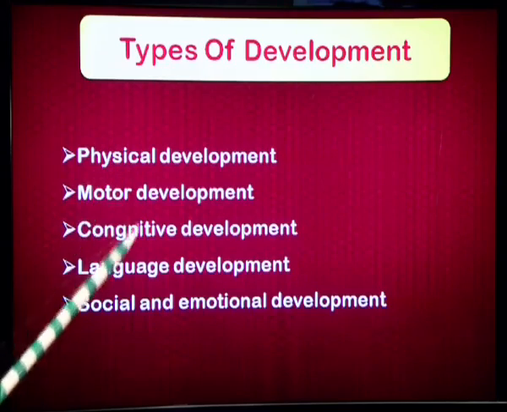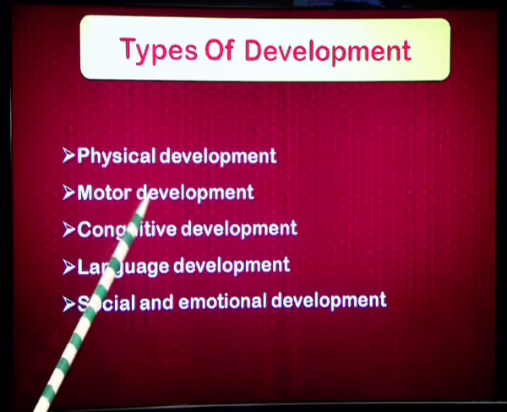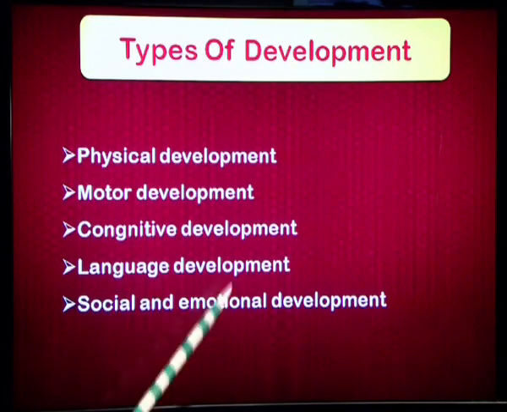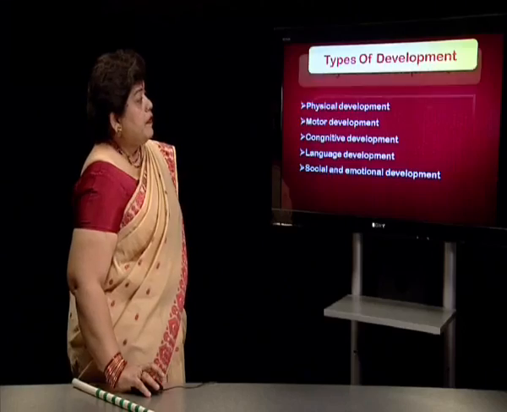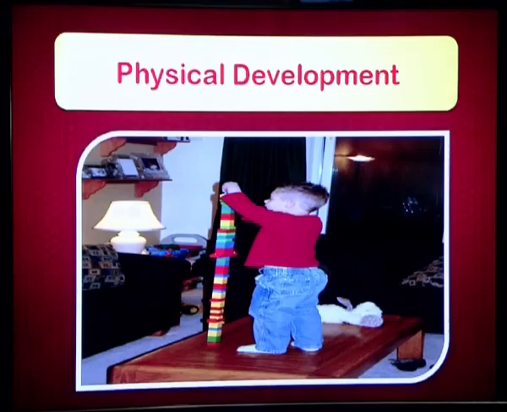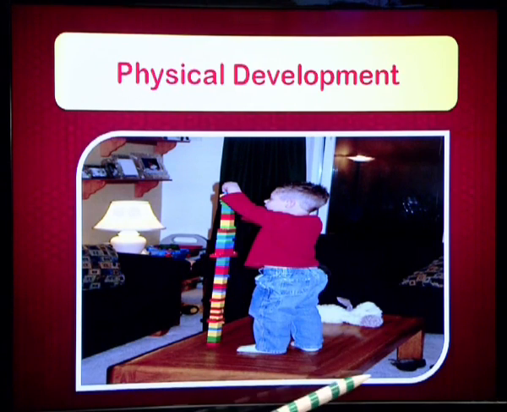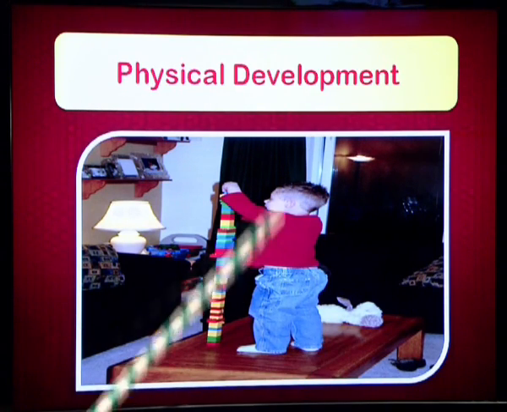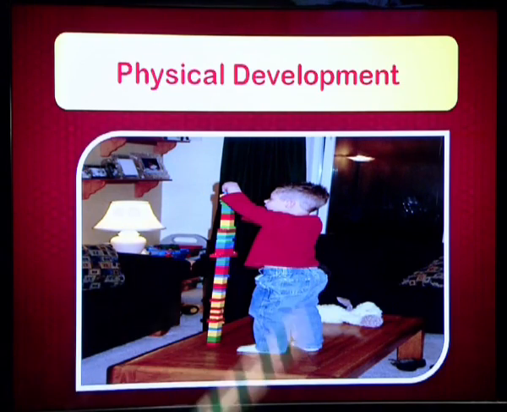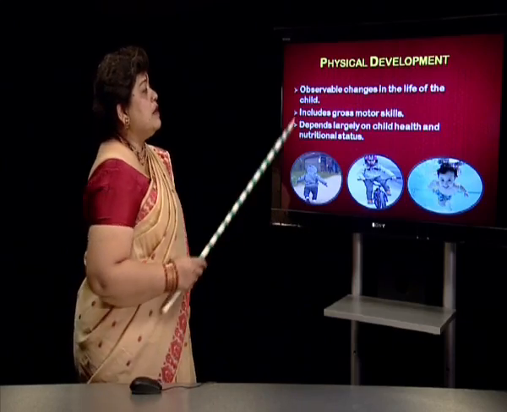When we were talking of development, there are various types of development: physical development, motor development, cognitive development, language development, social and emotional development. This is a picture of the physical development that has taken place in the child. You can see the child is standing on the table. That means the child must have adequate maturity of his muscles so that he is able to climb onto the table, then stand on the table and then balance out the blocks. It requires a lot of ability and maturation of the muscles.